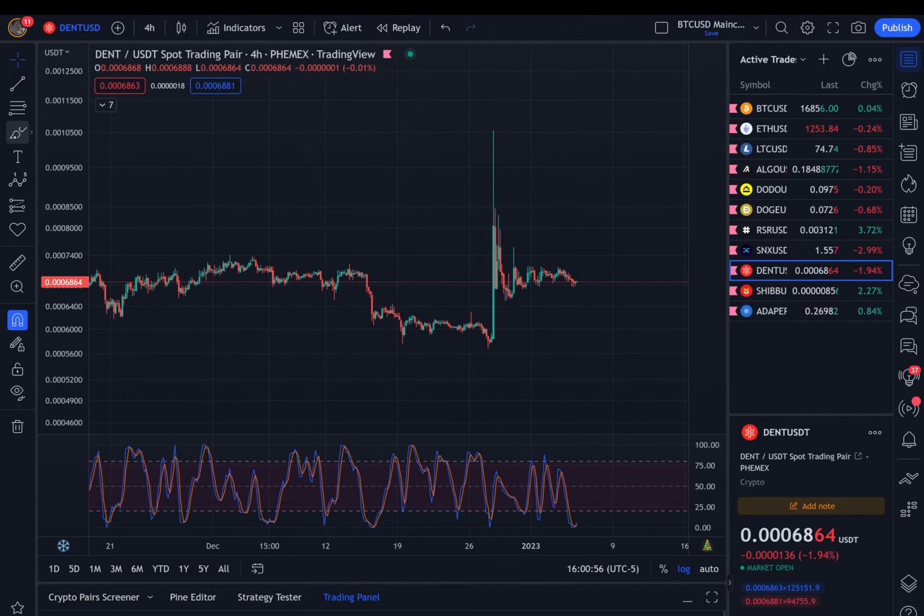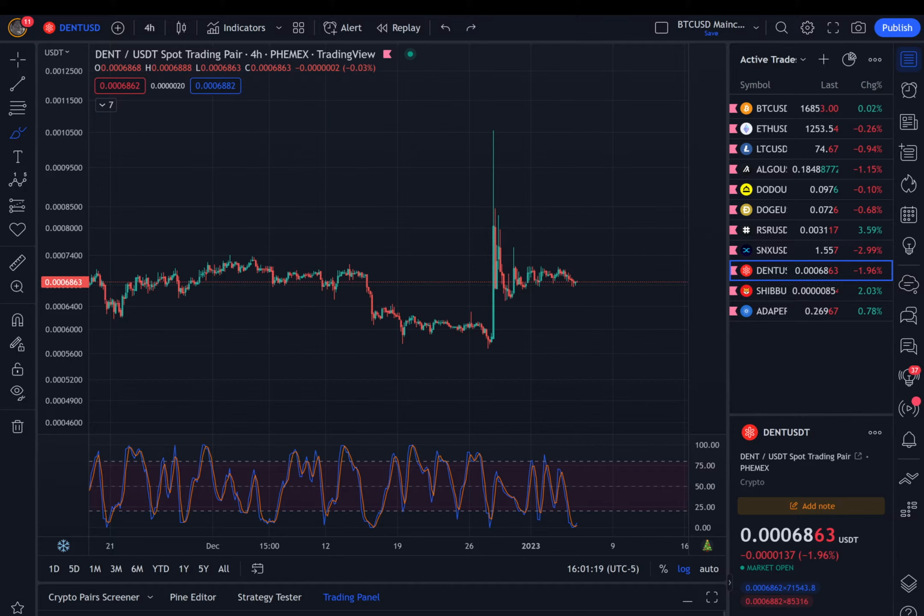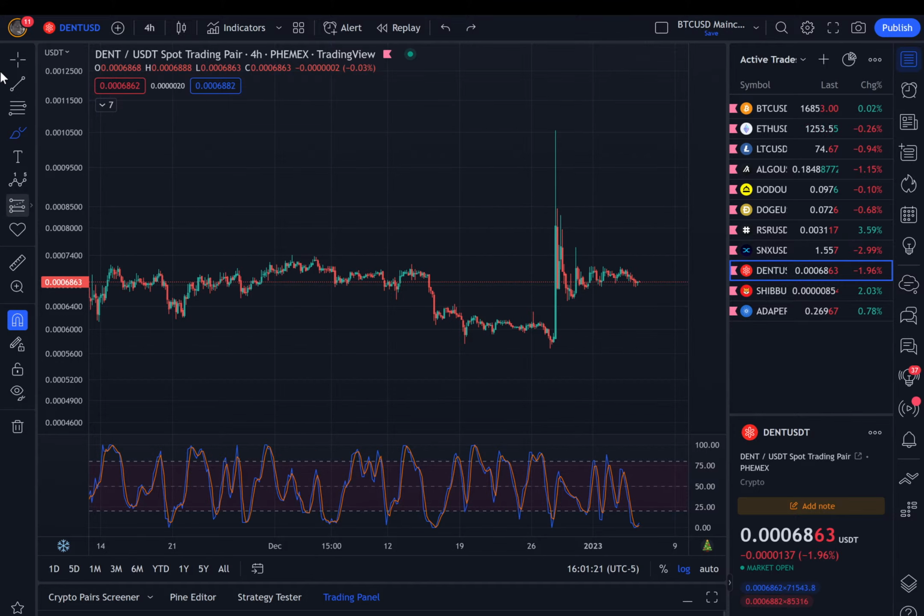And so this trend change here looks like it's taking shape. Here in Dent, you have this consolidation, and this consolidation is about to break out. You can see the momentum indicator is completely oversold. So it's very, very likely to happen soon. Okay?